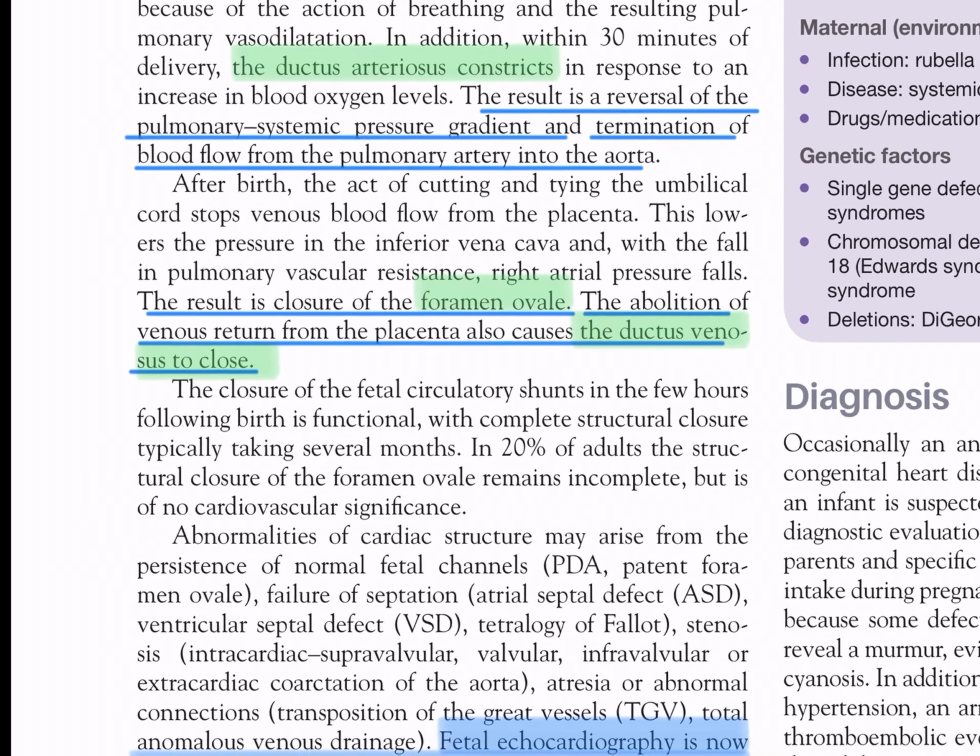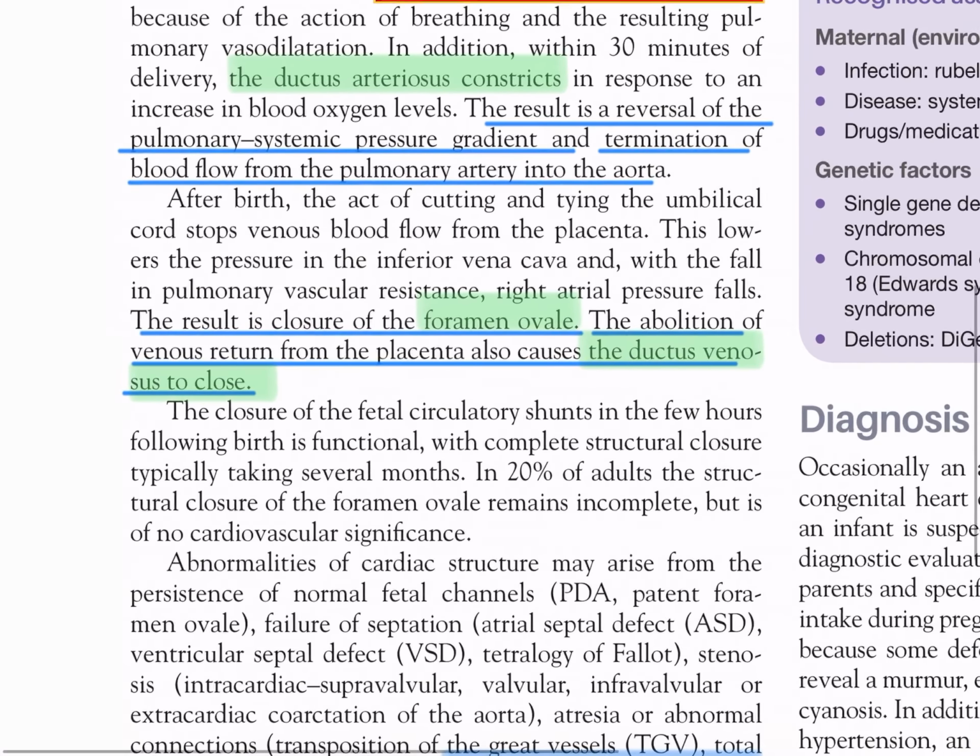After birth, the act of cutting and tying the umbilical cord stops venous blood flow from the placenta. This lowers the pressure in the inferior vena cava, and with the fall in pulmonary vascular resistance, right atrial pressure falls. The result is closure of the foramen ovale. The abolition of venous return from the placenta also causes the ductus venosus to close.